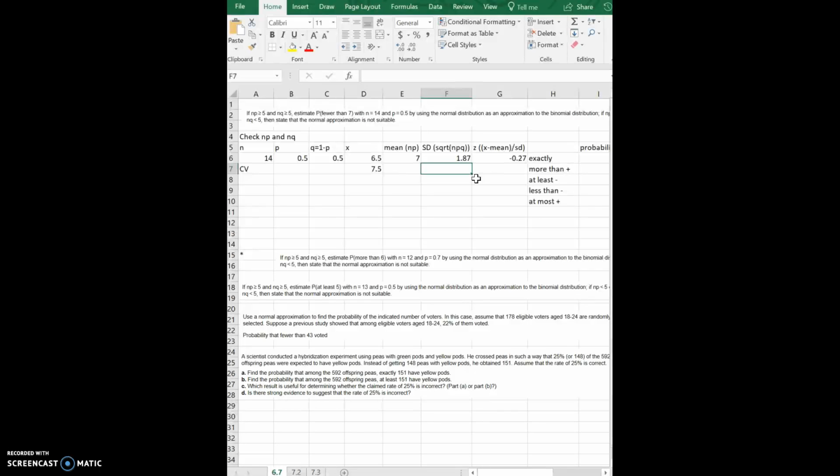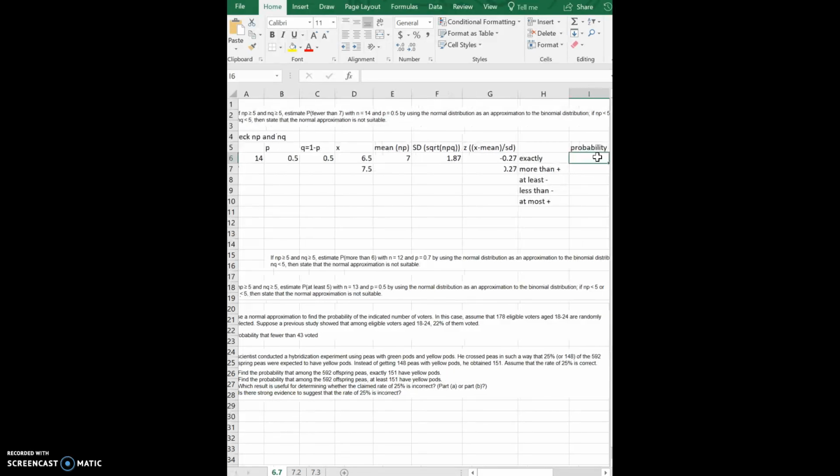The mean and the standard deviation are going to stay the same because nothing with x is involved in those. Your z-score will change though, and I'm going to use the round function still. So x minus your mean divided by the standard deviation, comma 2 because I'm rounding to 2. So same as before, and because this is exactly 7, just the way this problem works out, you will get a probability of 0 here.